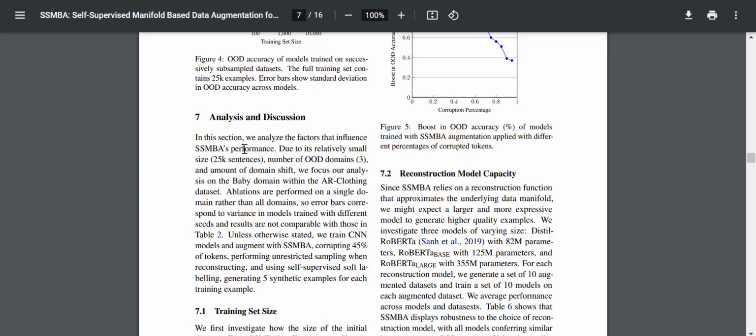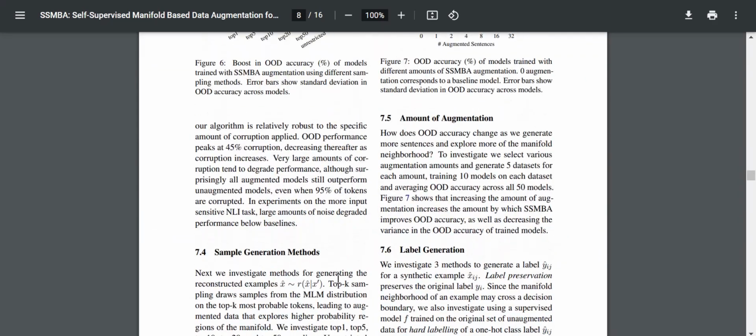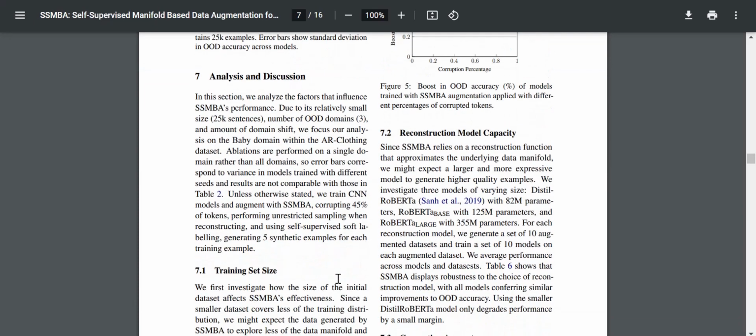Okay, for the analysis and discussion, in this section we analyze factors that influence SSMBA's performance: training set size, number of corruption functions, and amount of domain shift. We focus on analysis of the baby domain within the AR clothing dataset. Ablations are performed in a single domain rather than all domains, so error bars correspond to variance in models trained with different seeds, and results are not comparable with those in Table 2. Unless otherwise stated, we train CNN models and augment with SSMBA, corrupting 45% of tokens, performing unrestricted sampling when reconstructing, and using self-supervised soft labeling, generating 5 synthetic examples for each training example. So they've now just analyzed their results and mentioned what is helping out and what isn't.